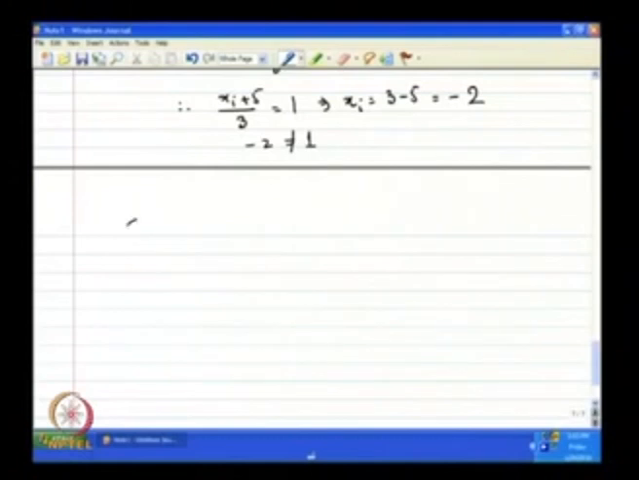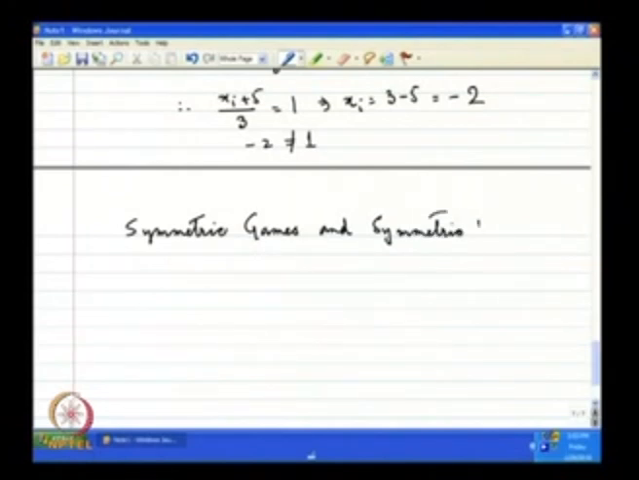The next topic that we shall cover today is symmetric games and symmetric equilibrium.